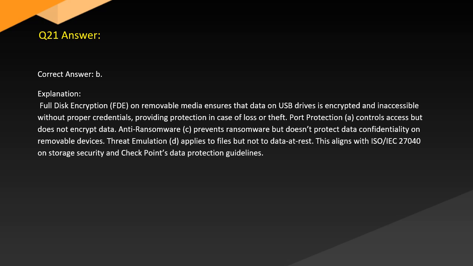Answer. Correct answer: B. Explanation. Full disk encryption (FDE) on removable media ensures that data on USB drives is encrypted and inaccessible without proper credentials, providing protection in case of loss or theft. Port protection controls access but does not encrypt data. Anti-ransomware (C) prevents ransomware but doesn't protect data confidentiality on removable devices. Threat emulation (D) applies to files but not to data at rest. This aligns with ISO 27040 on storage security and Check Point's data protection guidelines.